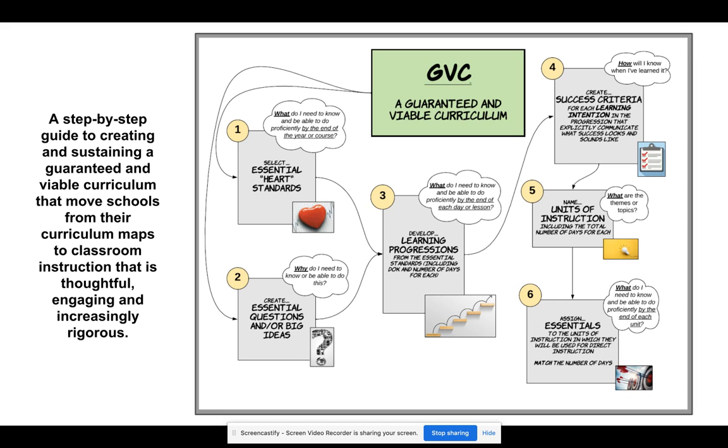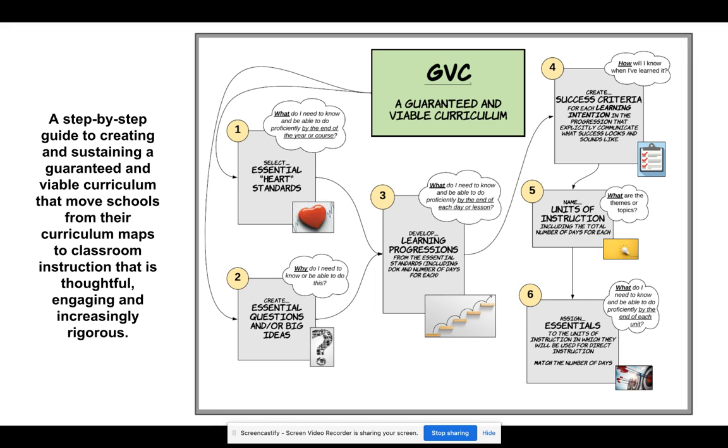That moves into, or can be done simultaneously with, which is why you see both arrows coming off and going to step 1 and 2, creating essential questions and our big ideas. The essential HEART standards are the what, and the essential questions or big ideas are the why. And if you've missed that why piece, then kids are going to fall short on why this is relevant for me to be able to, why I have to know this, why I have to be able to do this. So they play in tandem.